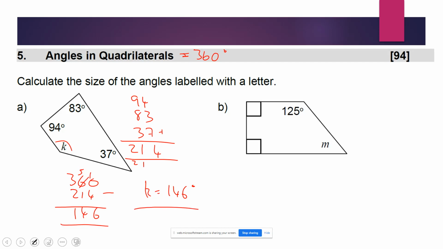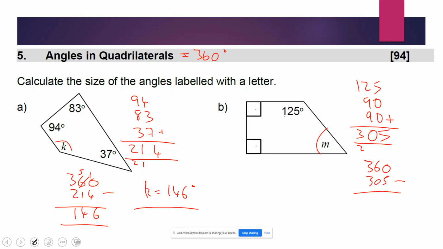Done. Same process, we've got 90 and another 90 and a 125. Comes to 305. Let's take it away to get this one. So 360 the total, take away 305, gives you 55 degrees. M equals 55 degrees.